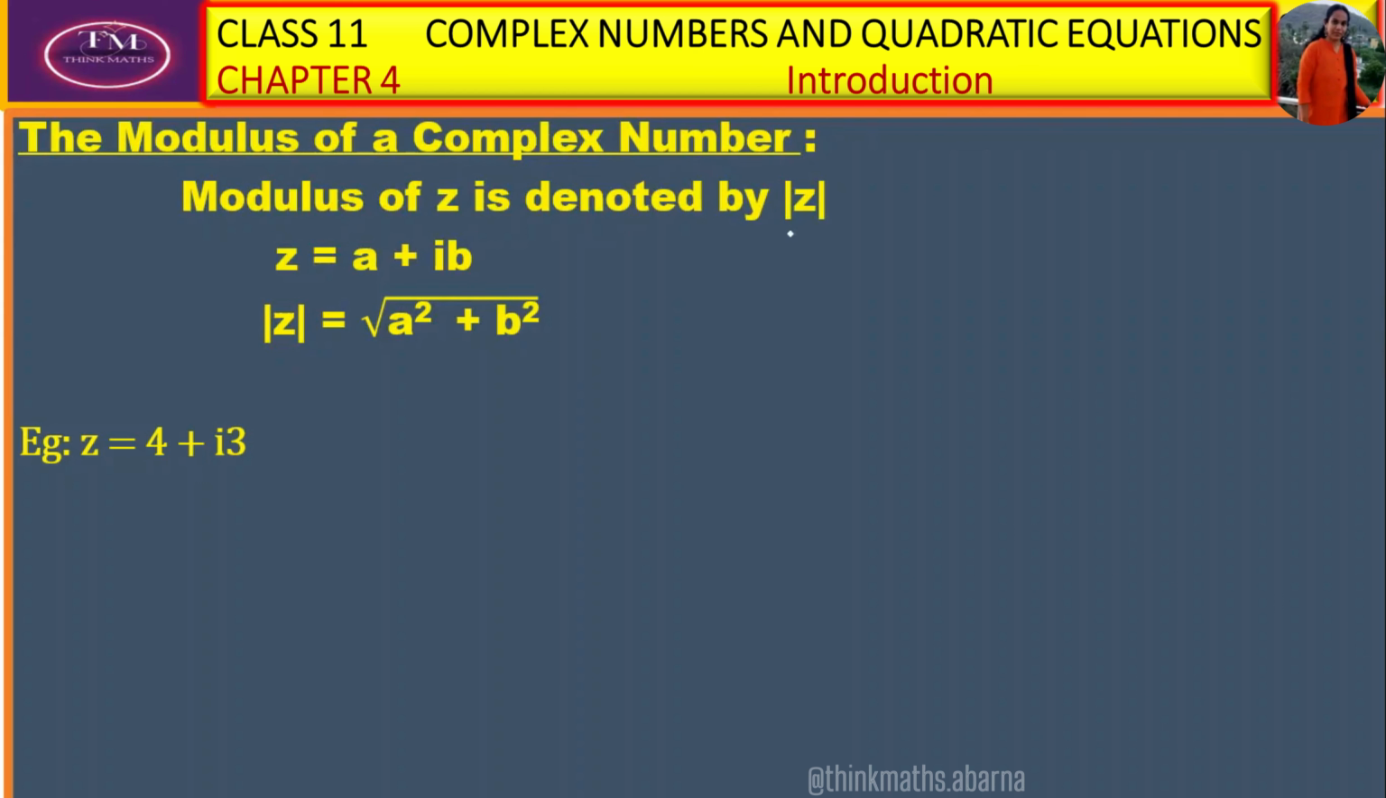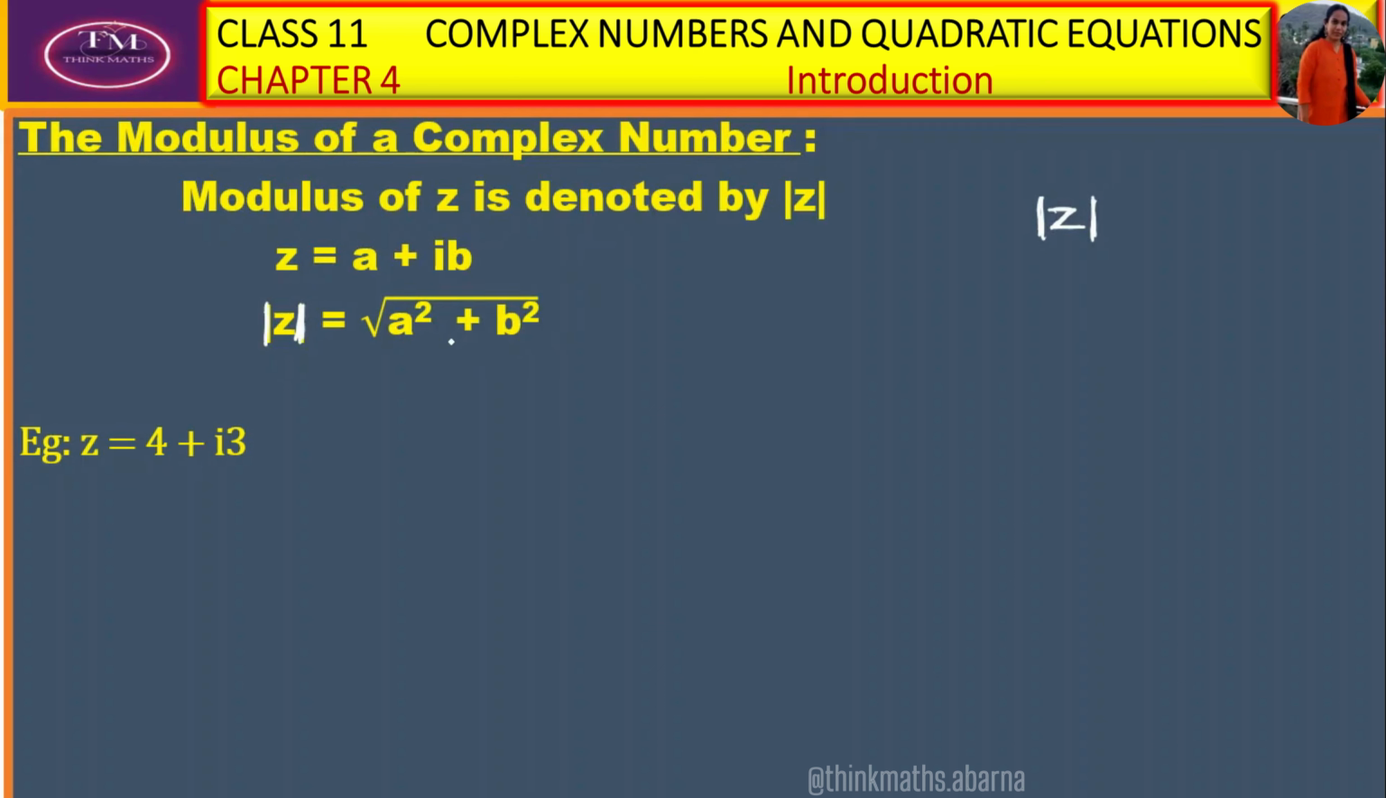The modulus is denoted by writing the complex number Z and drawing two vertical lines to the left and right. This is the denotation for modulus. Suppose z equals a plus ib, then modulus z, write z and draw two lines on the left and right, takes the value square root of a square plus b square. That's all. If z is a plus ib, what will be modulus z? It is nothing but square root of a square plus b square.